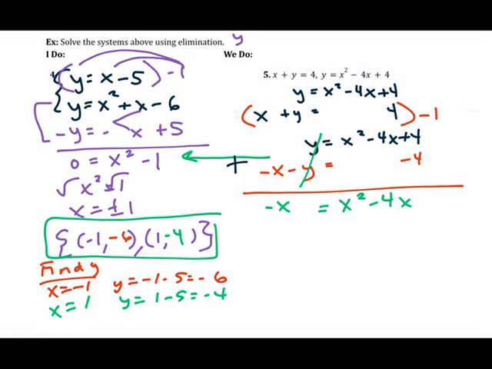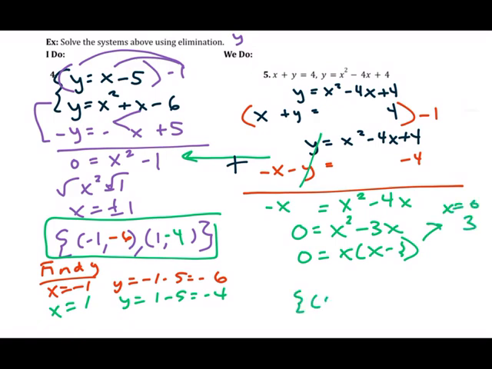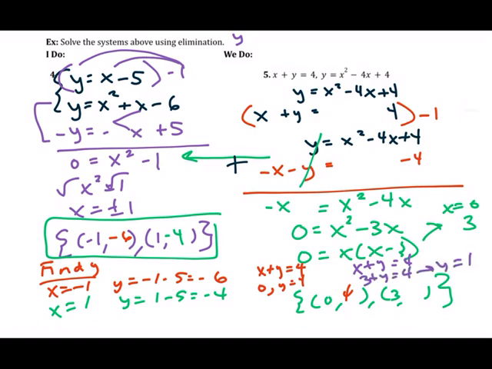Now I can solve. So add x to both sides, x squared minus 3x. And this I can solve by factoring. So this is going to give me that x equals 0 or positive 3. So I have the x values of my solutions. To find the y values, I can plug them in. X plus y equals 4. If x is 0, then y is 4. X plus y equals 4. If x is 3, then y is 1. And I have my two solutions.